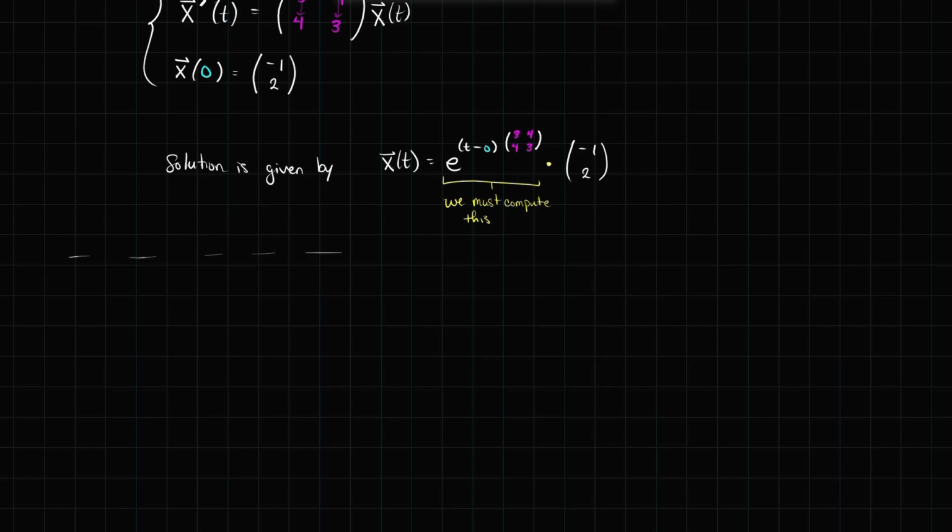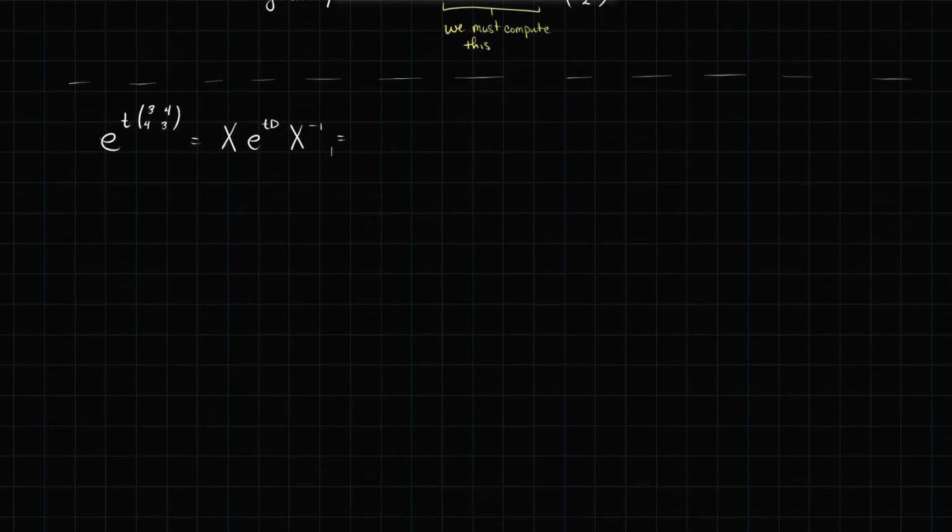So let's go ahead and compute that matrix exponential. E to the t, well, t minus 0 is just t, times the matrix 3, 4, 4, 3. I need to diagonalize. This is going to be x times e to the tD times x inverse, and I have to actually go ahead and find what all of those terms are. So we'll diagonalize 3, 4, 4, 3 by finding eigenvalues. So go ahead and find eigenvalues.